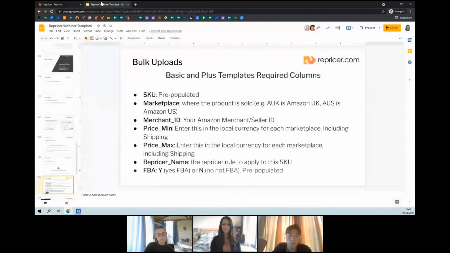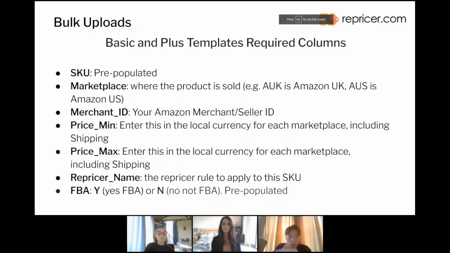If you're on the Basic and Plus plan, those are the columns that you will see when you download your CSV file. The first one is SKU, and it's pre-populated, so you don't have to manually put anything. The marketplace, I believe, is also pre-populated. The only things that you will need to manually update are the min and max price. Next slide, please.